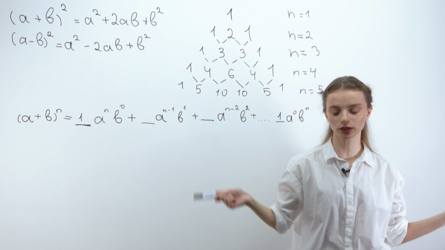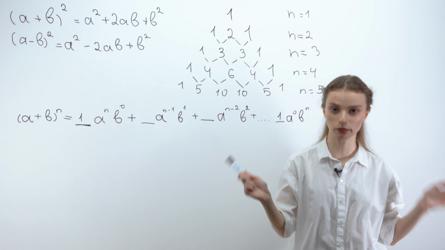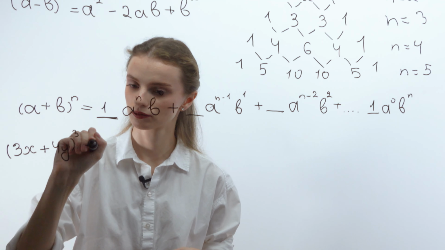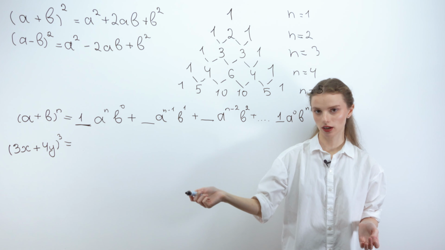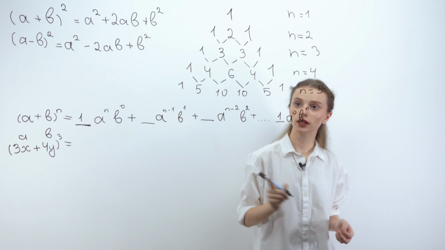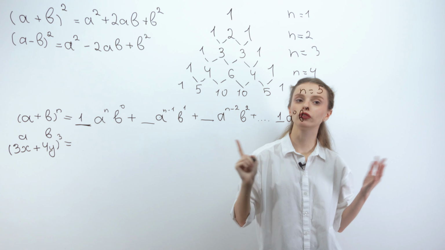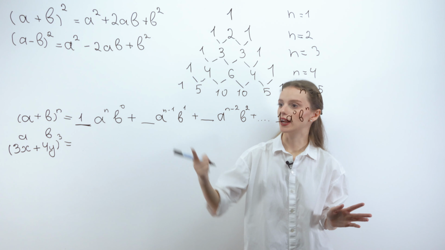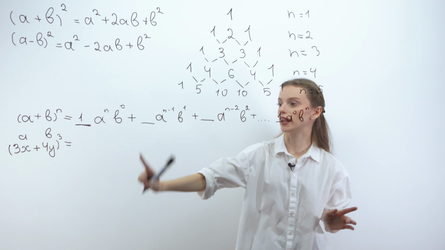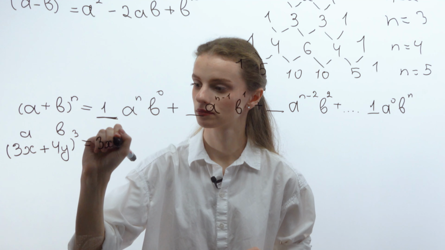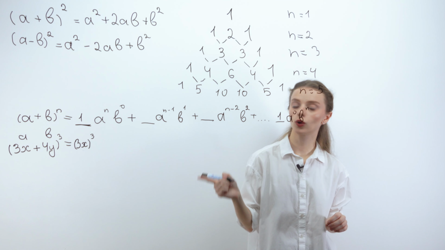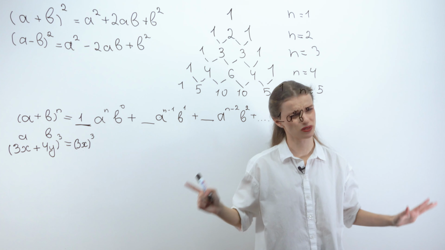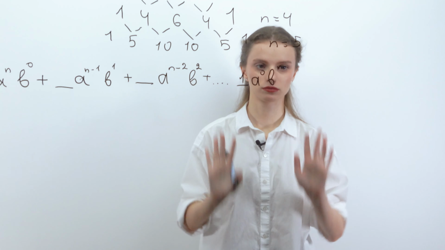Okay, let's do an example. Too much talk, not enough action. Let's practice. Here I have 3x plus 4y cubed. How am I going to expand it? I'm going to label my a and I'm going to label my b. Okay, now I look at my coefficient. Coefficient always starts with 1, so I'm just going to skip that. Then I have my a to the highest power, so my a is 3x cubed. And then I have 4y to the 0 power. Any number to the 0 power is going to be 1, so I'm just going to skip it. Okay, 3x cubed. We settled that.